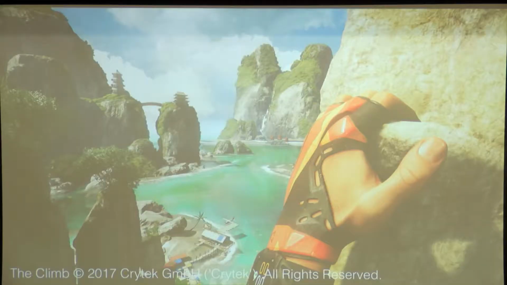Here's another example. This is a game called The Climb, and this gentleman here is rock climbing, and he's totally immersed within his virtual environment. So he thinks that there is a rock face directly in front of him. When he's climbing, he's getting some sort of tactile feedback on his hands because he can feel the digital rock. But in reality, there is no rock in front of him.